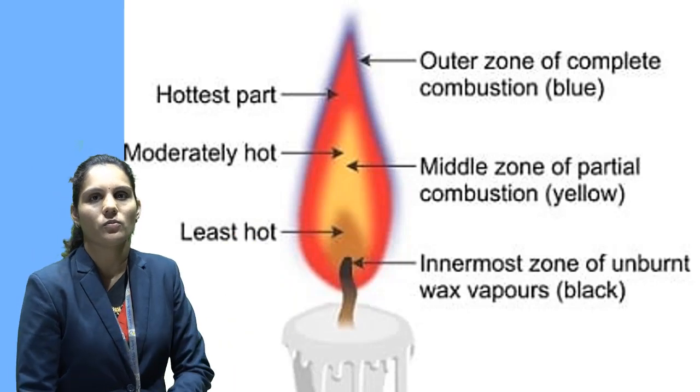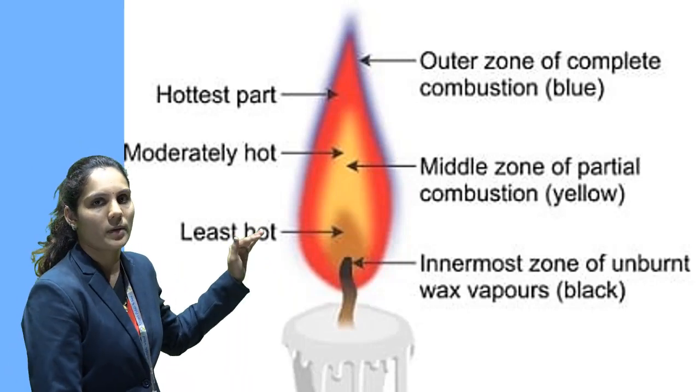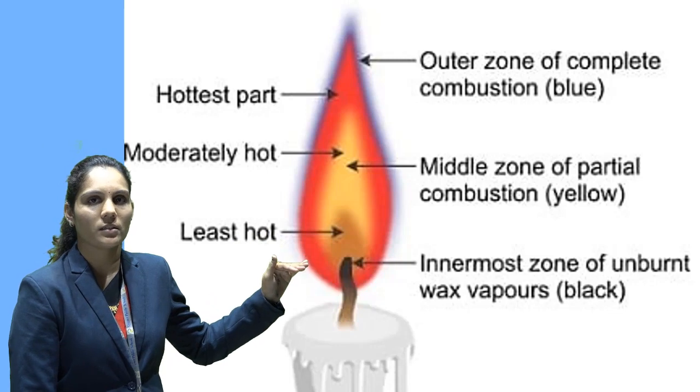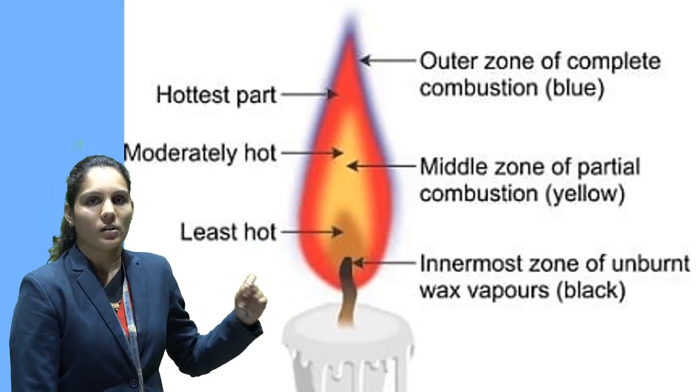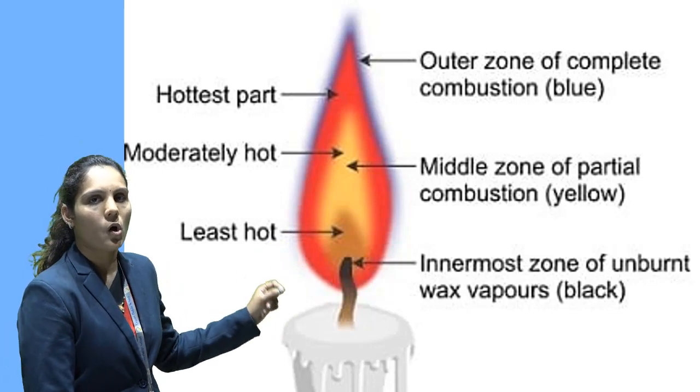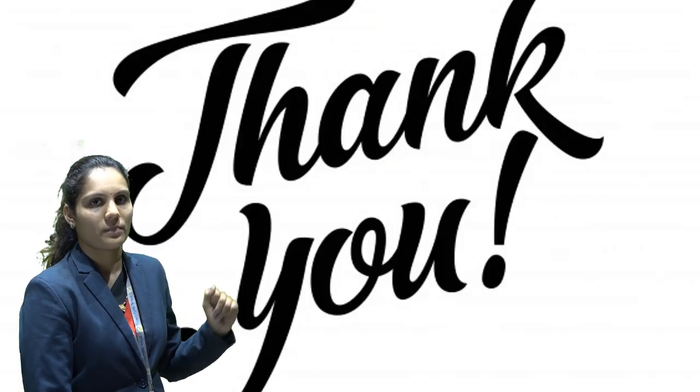I hope, students, you have understood the 3 zones of a candle. That's why goldsmiths use the outermost zone of a candle to melt gold particles, because it has the hottest temperature. Thank you.